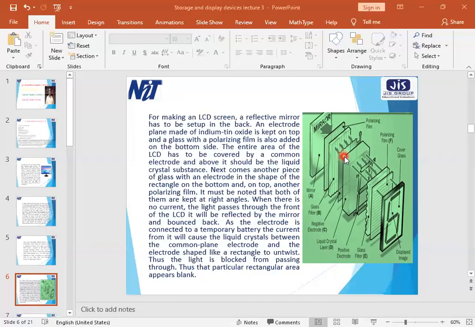between the common plane electrode and the rectangular-shaped electrode to untwist. You see, this liquid crystal is in between the negative electrode and the positive electrode. Because of this untwisting, the light is blocked from passing through. Thus, that particular rectangular area appears blank.